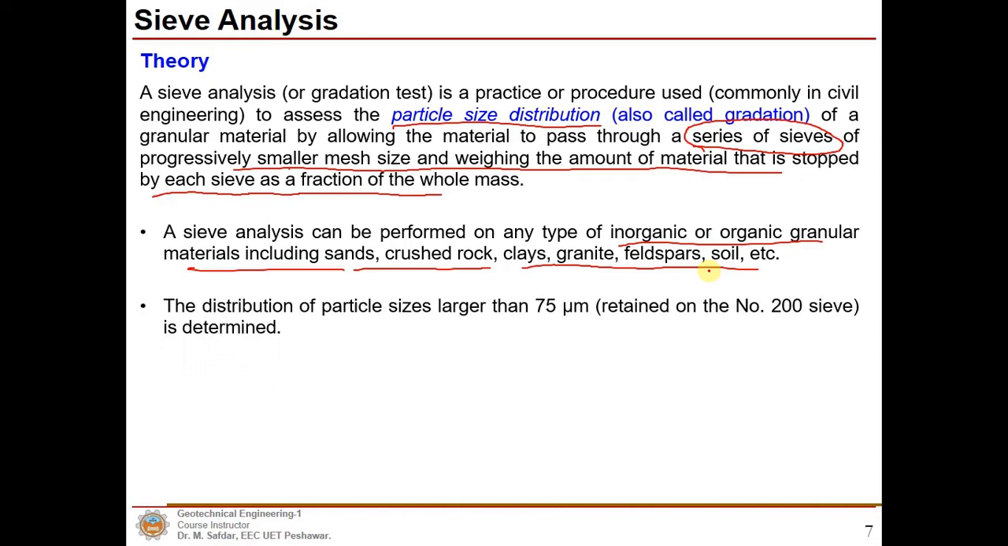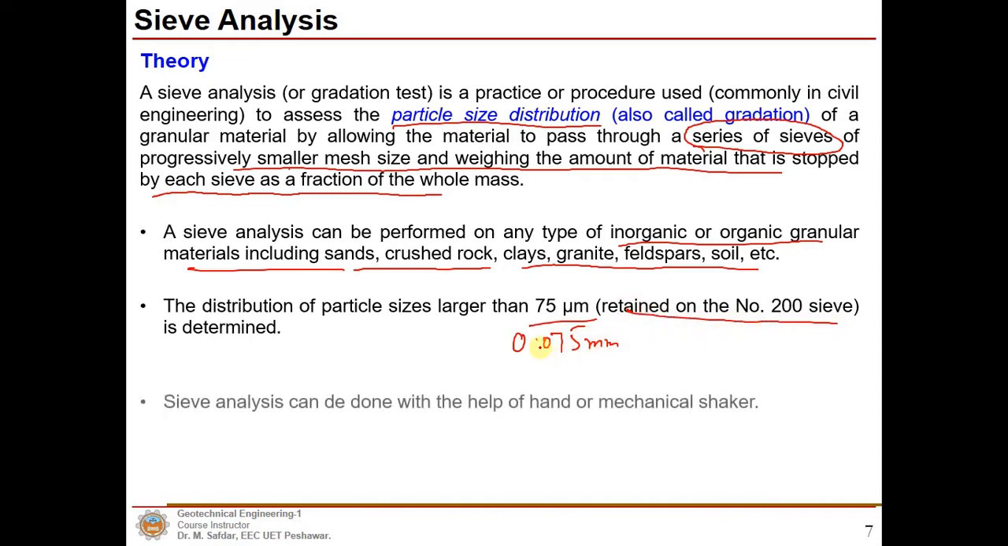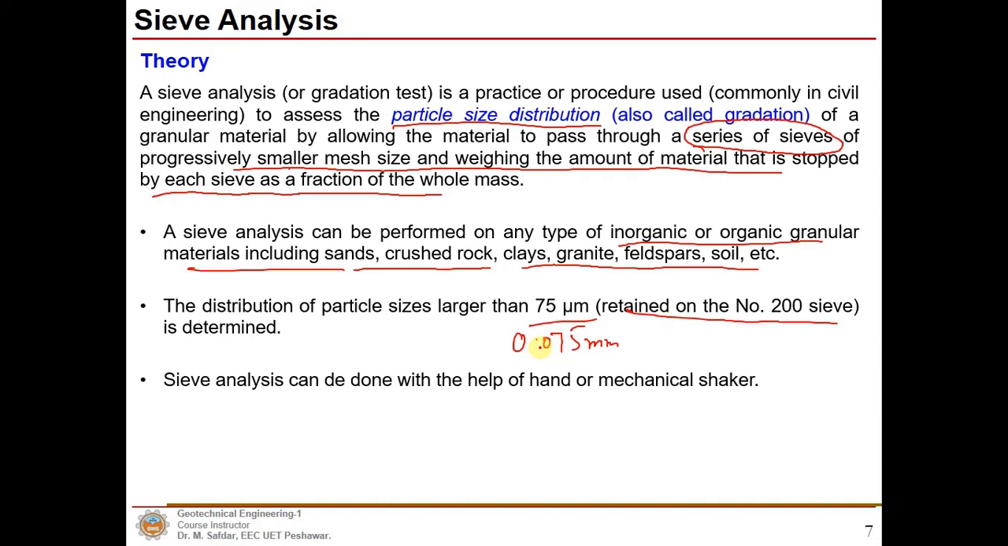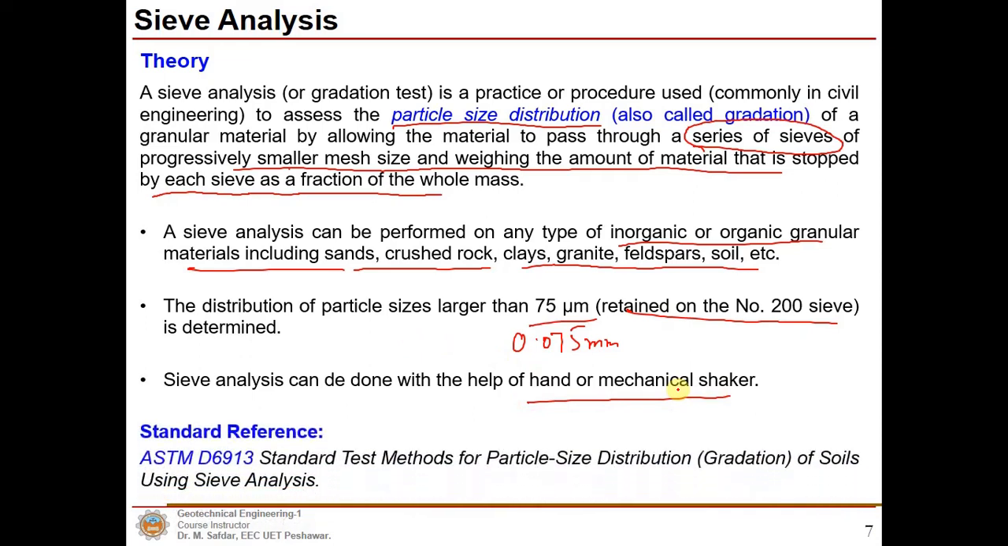Now, the distribution of particle sizes larger than 75 micrometer or 0.075 millimeter retained on the number 200 sieve is determined. Sieve analysis can be done with the help of hand or mechanical shaker, which I will show you. The standard reference is ASTM D6913, standard test methods for particle size distribution or gradation of soils using sieve analysis.